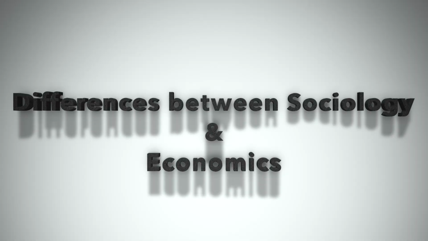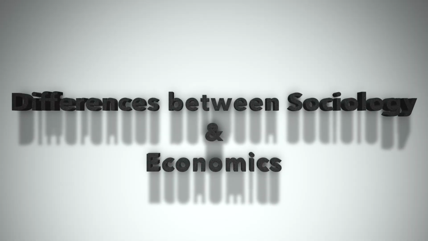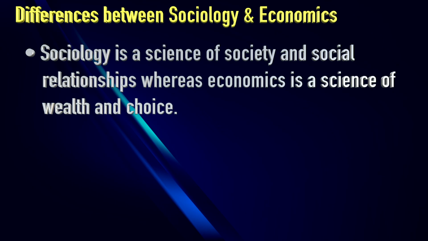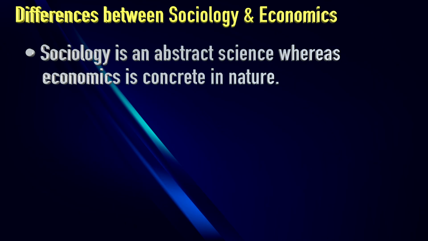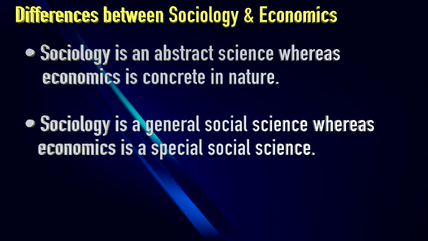The difference between sociology and economics. Sociology is a science of society and social relationships, whereas economics is a science of wealth and choice. Sociology is a much younger science which has a very recent origin, whereas economics is comparatively an older science. Sociology is an abstract science, whereas economics is concrete in nature. Sociology is a general social science, whereas economics is a special social science.